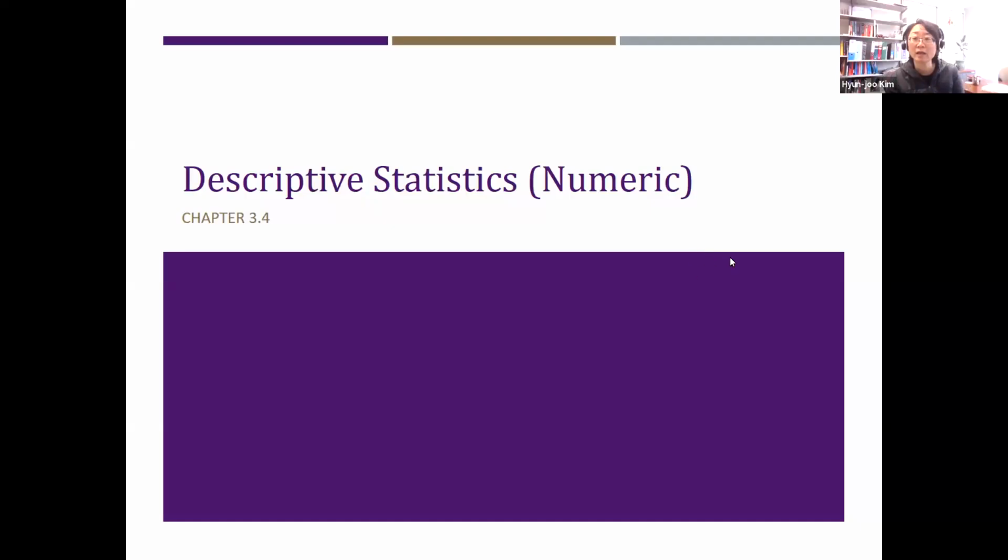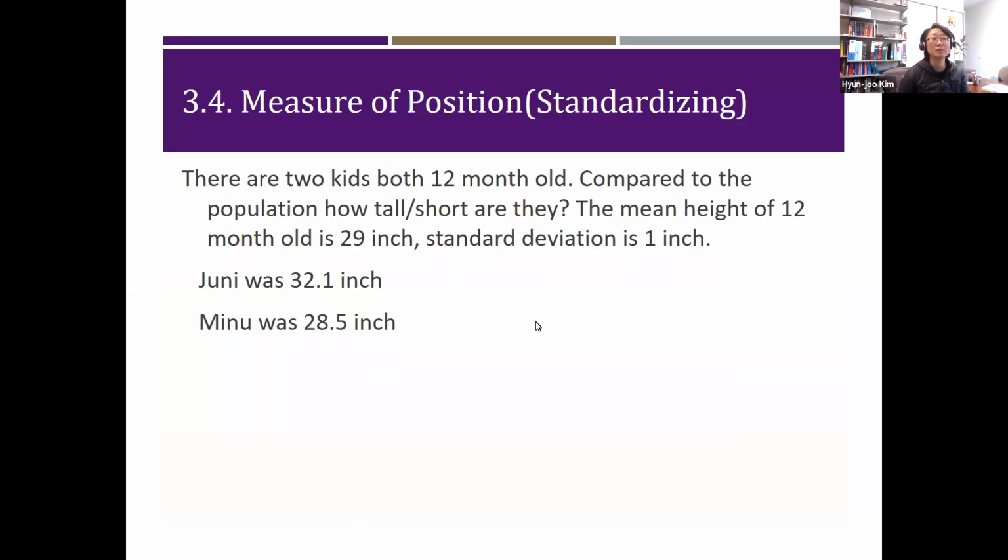Okay, welcome back. Chapter 3.4 is measures of position. In particular, we'll be talking about standardizing a little bit. Given particular values, by standardizing, can we figure out where these values are positioned?